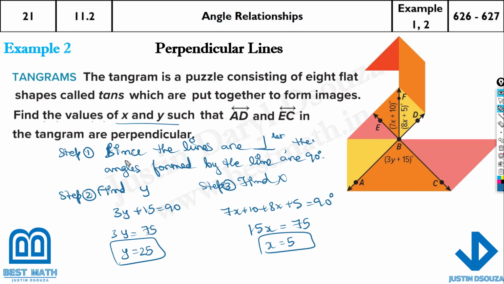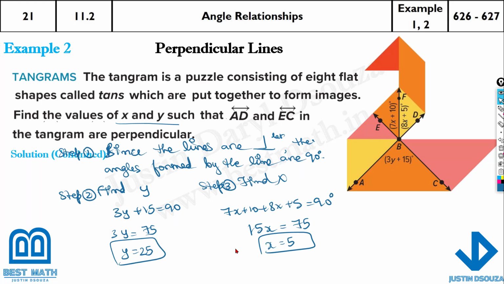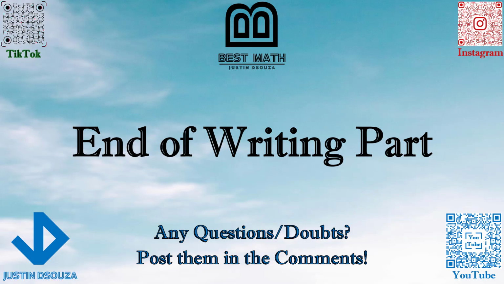This is it, 3 steps. First step, since the lines are perpendicular, the angles formed by the lines are 90 degrees. Find y. y is 25 degrees, x is 5 degrees. It's in degrees, just make sure you write the units. But we are finding the values of x, so it's not in degrees. Sorry, you just write 25, it's enough. First one was 25, next one was 5, as you can see here. And that is the end of all the writing part questions.